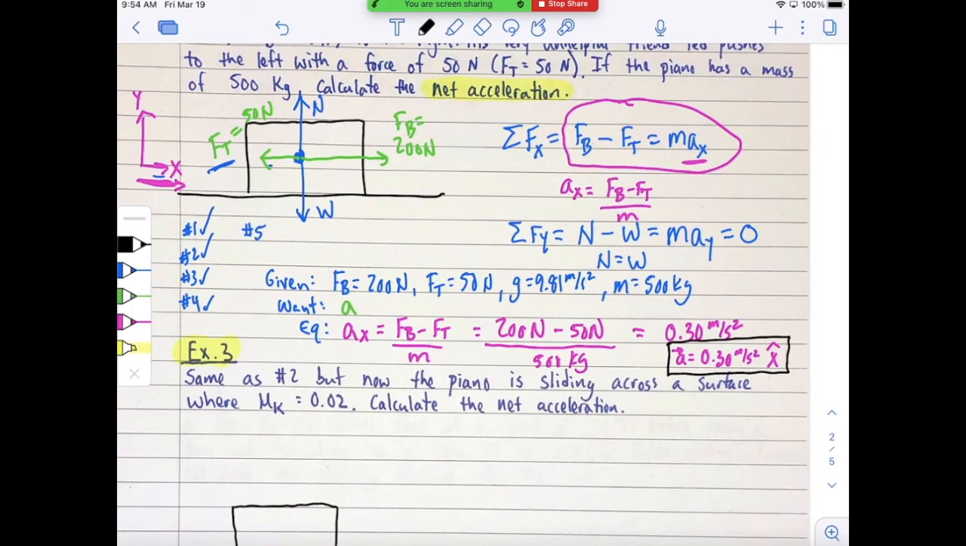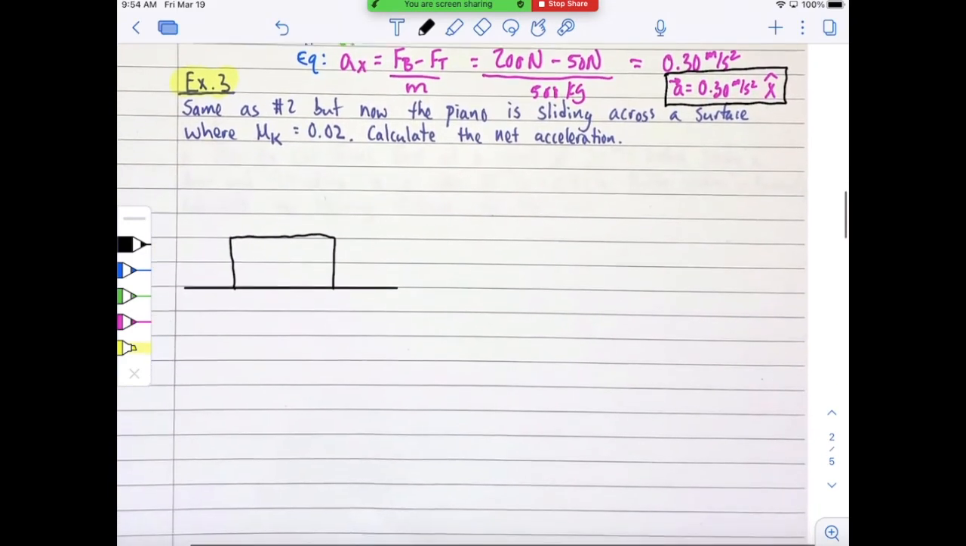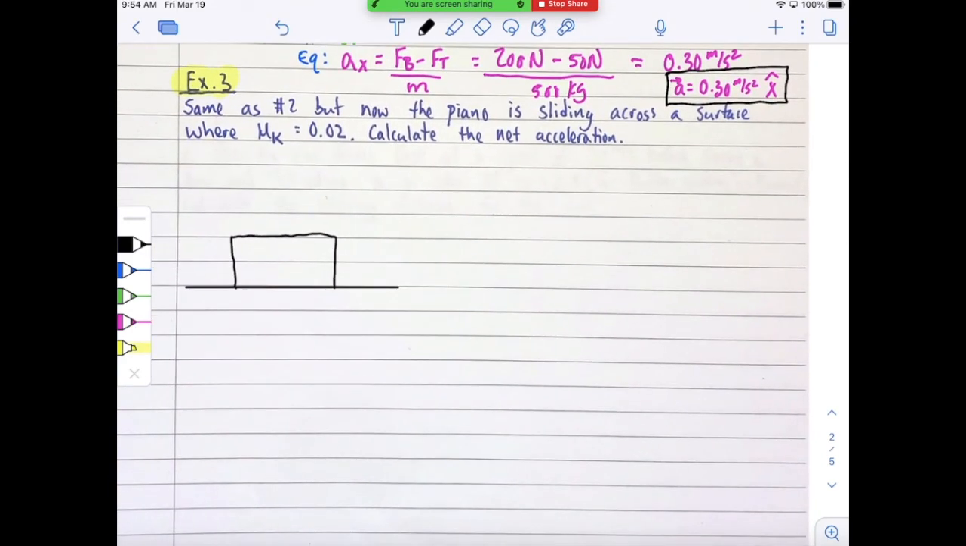All right, let's try example number 3. It says, same as number 2, so that's the one we just did, but now the piano is sliding across the surface where we have a Greek letter, mu sub k. Calculate the net acceleration. For this one, this is the physics way of saying there's friction in this problem. So go ahead and do your 5 steps for success, just like we did before. Same problem, but now the only slight variation is that we have friction. And when you're ready, come back and we'll walk through it.